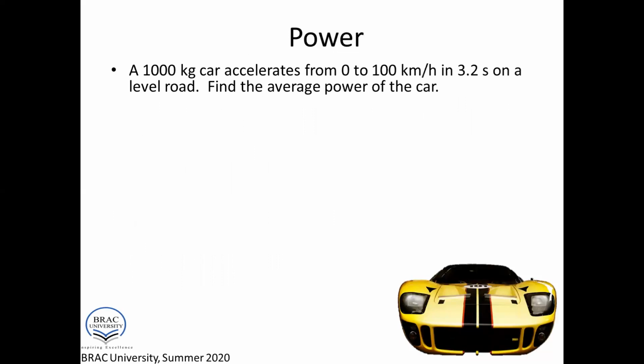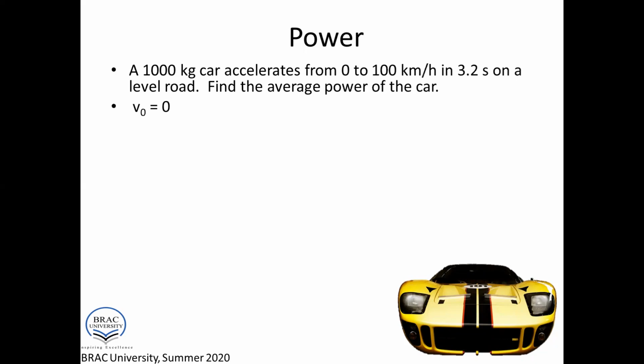Let's solve another problem. A 1000 kg car accelerates from 0 to 100 kilometers per hour in 3.2 seconds on a level road. Find the average power of the car. Here the mass of the object is given and also the velocity: 0 to 100 kilometers per hour, and the time interval is 3.2 seconds. The initial velocity is 0 and the final velocity is given in kilometers per hour, so we need to convert it into meters per second, which is the SI unit.